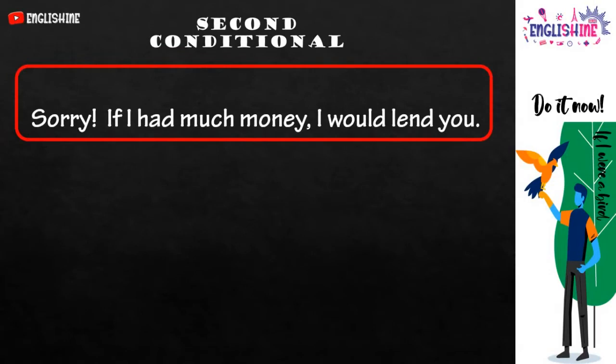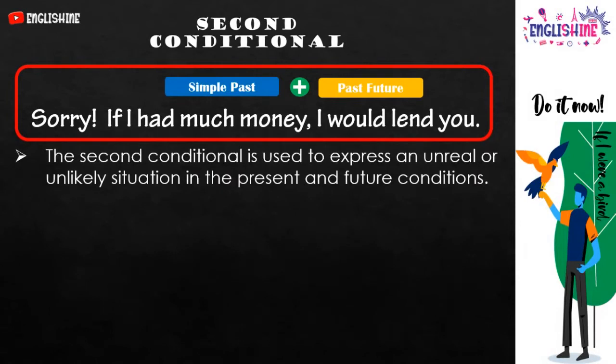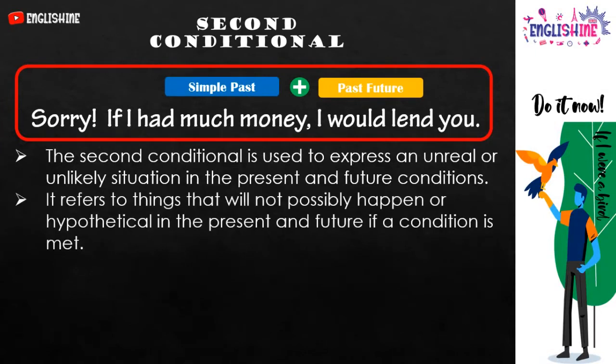Sorry, if I had much money, I would lend you. This is the example of the second conditional sentence. The first part is simple past and the second part is past future tense. What does it mean? The second conditional is used to express an unreal or unlikely situation in the present and future conditions. It refers to things that will not possibly happen or are hypothetical in the present and future if a condition is met.